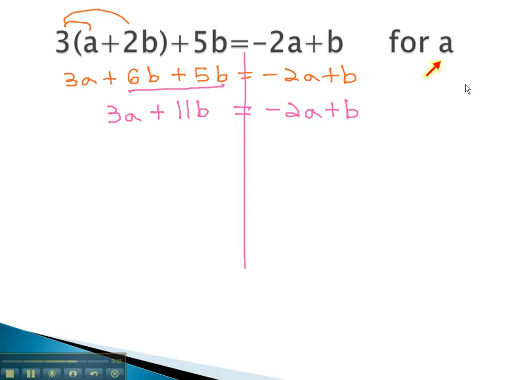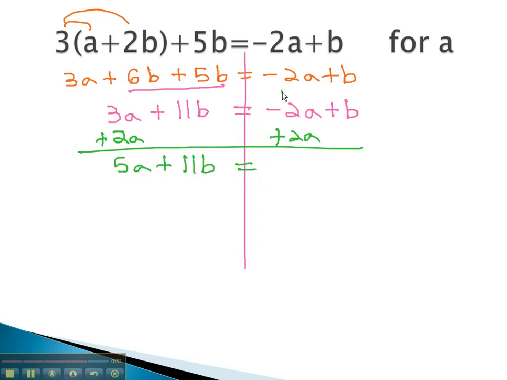Remember, we're solving this equation for a. Notice the a is on both sides of this equation. Just as before, we will get all the a's on the same side by moving the smaller term. The negative 2 is smaller than the positive 3, so we will move that one. The opposite of subtracting 2 is adding 2a to both sides. As we do, we line up the like terms, and we now have 5a plus 11b equals b.